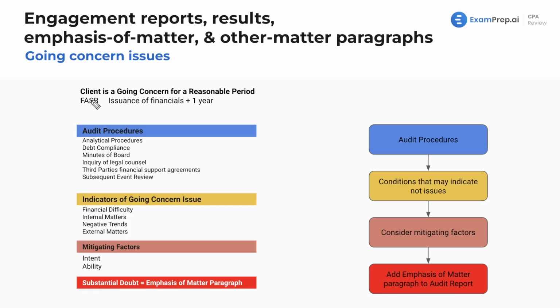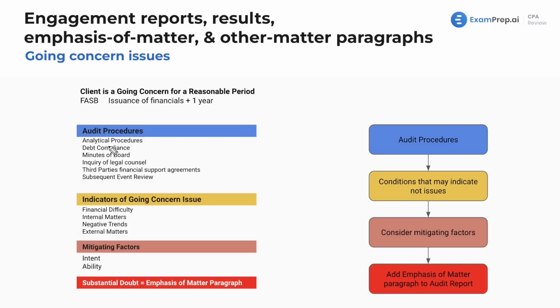Well, according to FASB, our going concern initial assessment, we need to see if the client's going to be a going concern from the issuance of the financial statements plus 1 year. So if we issue the financial statements on March 15th, our assessment period of if they're going to stay in business is going to be March 15th of the next year, 1 year from when they issue financials. All right. And then what are we going to do to assess if there is any going concern issues, if they're going to go out of business?